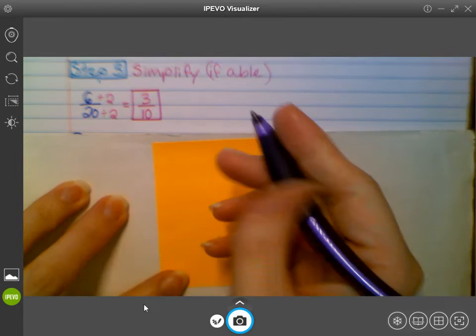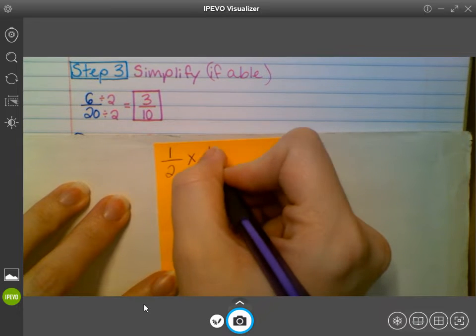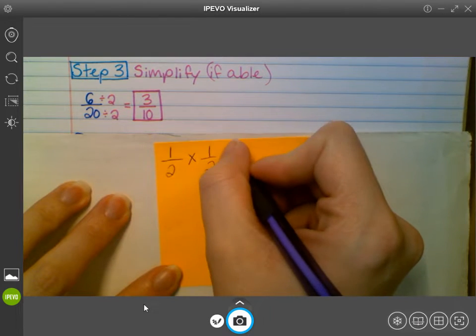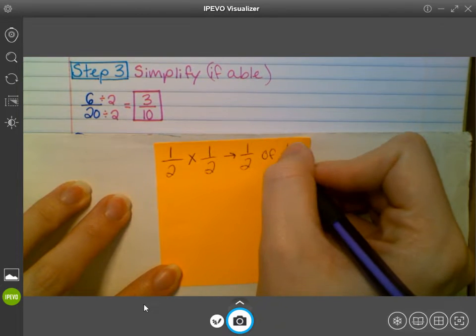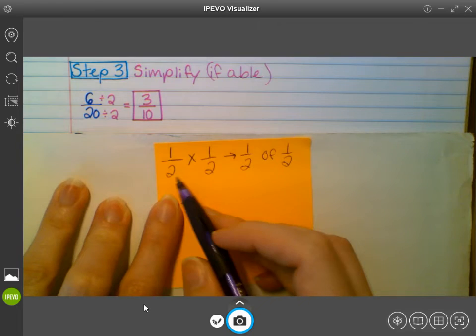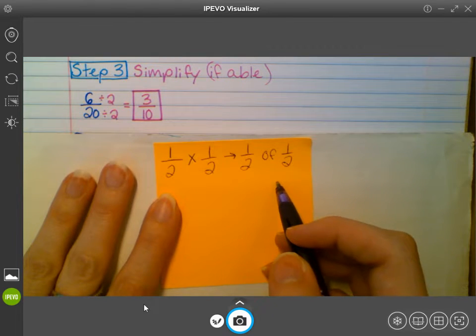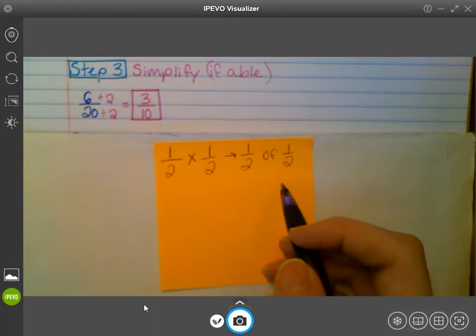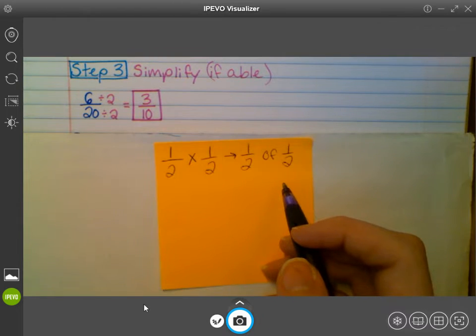So let's say we have 1/2 times 1/2. When we write this, 5th grade, we are saying 1/2 of 1/2. So whenever you're multiplying a fraction by a fraction, you're taking a piece of a fraction. Now, fractions are already less than 1, correct? So if we're taking just a piece of something that's already less than 1, is it ever going to be greater than 1?